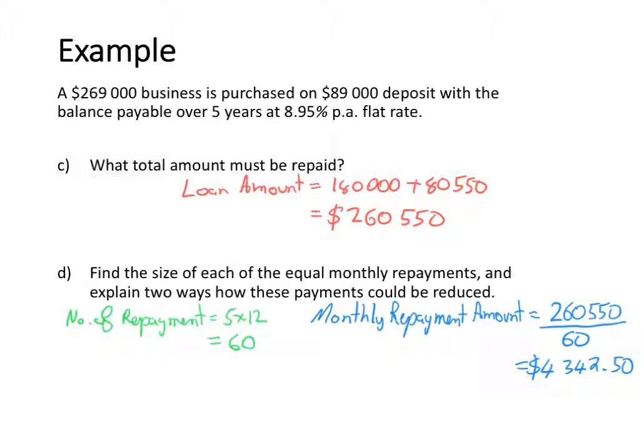So there are 2 ways that can be reduced. The first way is if he increases his deposit, then he will reduce his original loan amount. Reducing the principal will reduce the amount of monthly repayment. The second way he can reduce that amount is by borrowing the money over a longer period of time. So if he increases the length of the loan from 5 years, that will also reduce his monthly repayment amount.